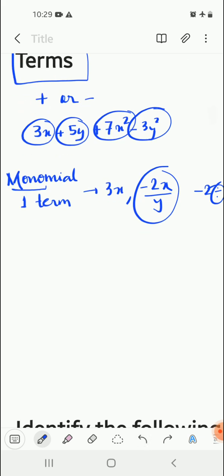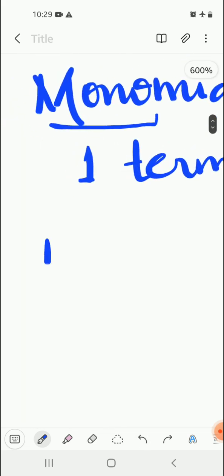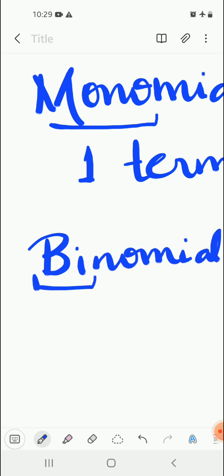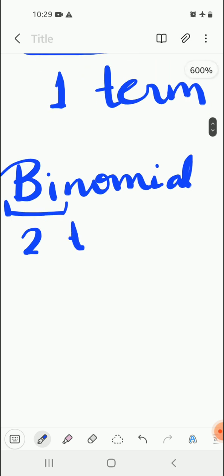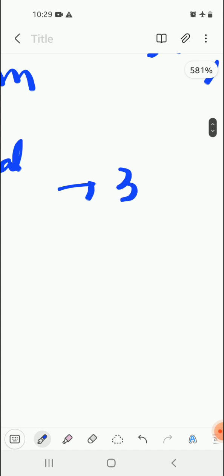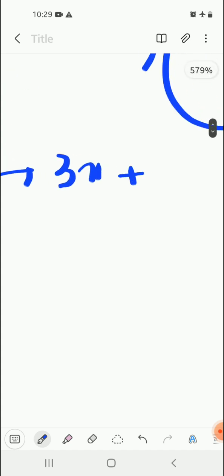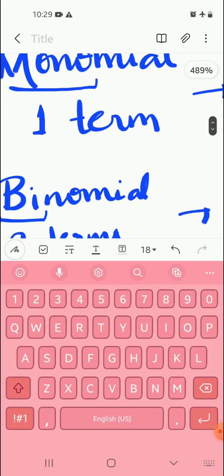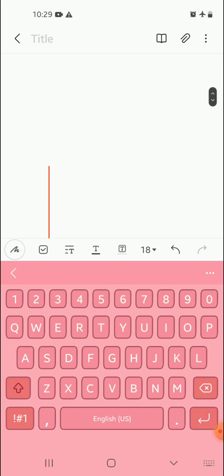Similarly, there is another type that is called binomial. Here, in the word binomial, bi means 2. So, naturally, it has got 2 terms. Like for an example, 3x plus 2y. Anything which is separated by operators like plus or minus only, nothing else. Multiplication and division are not considered.